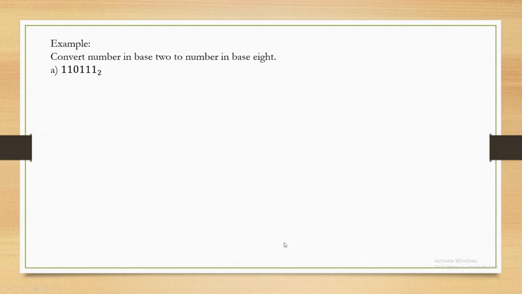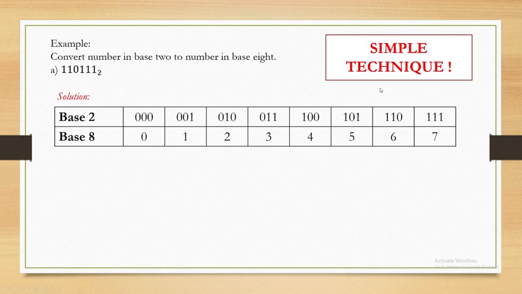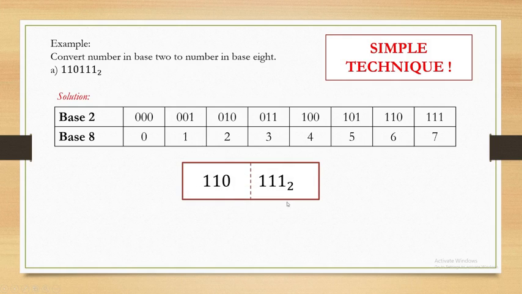Okay, let's take a look at the simple technique. Okay, for the solution, this is a table that I asked you to memorize just now. And then we're gonna split or separate this number into 3 digits in one group, but must start from the right.